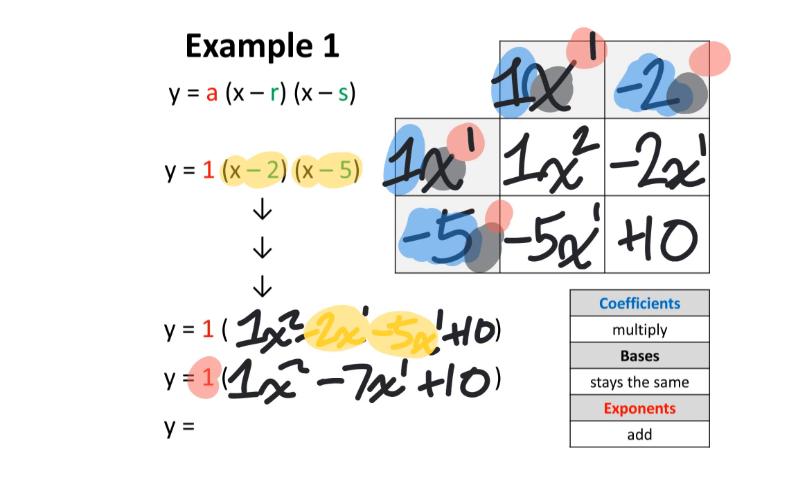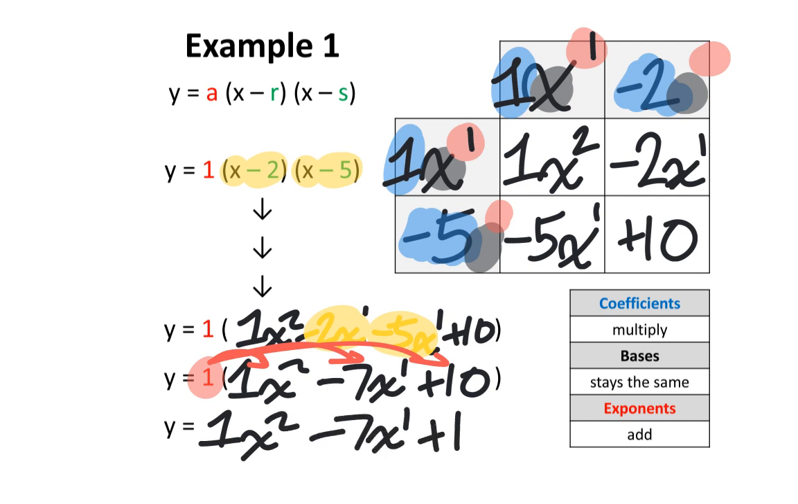Since you have a number in front of a pair of brackets, that means you should be using the distributive property. So everything inside these brackets is going to get multiplied by positive 1. But when you multiply anything by positive 1, it doesn't change. So 1x to the power of 2 stays exactly the same, negative 7x to the power of 1 stays exactly the same, and positive 10 stays exactly the same.